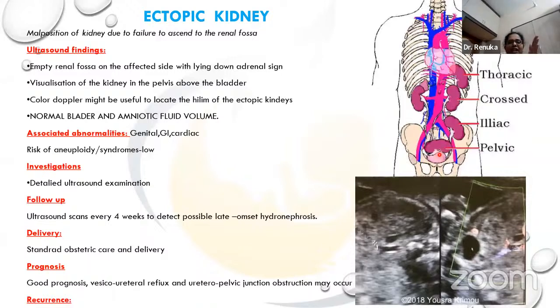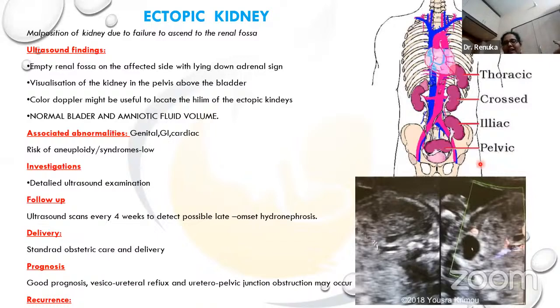So if you see an absent renal fossa, the first area to look for will be the pelvic region just below the bifurcation of the aorta. Here, as you can appreciate, the bifurcation was here, and we were able to pick up the pelvic kidney just below that, above the bladder. This is the common location of the ectopic kidney.